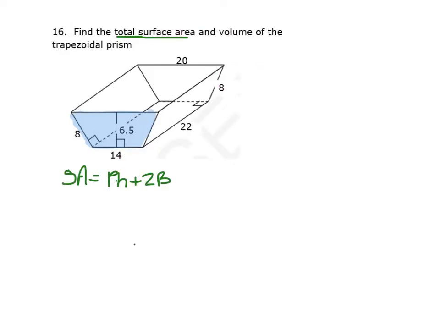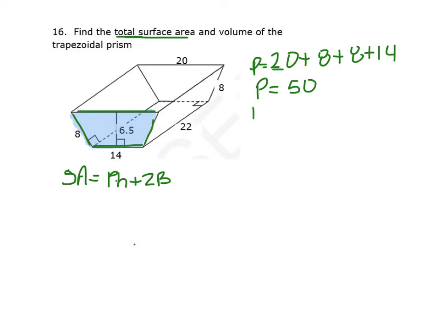Okay, so on this one, we're looking for the total surface area as well as the volume of a trapezoidal prism. It's a trapezoidal prism because the base is in the shape of a trapezoid. So to find the perimeter, we're going to do 20 plus 8 plus 8 plus 14. And that's going to come out to 50.